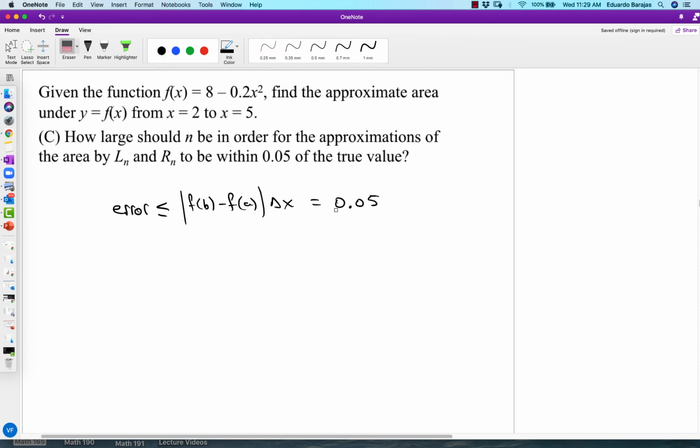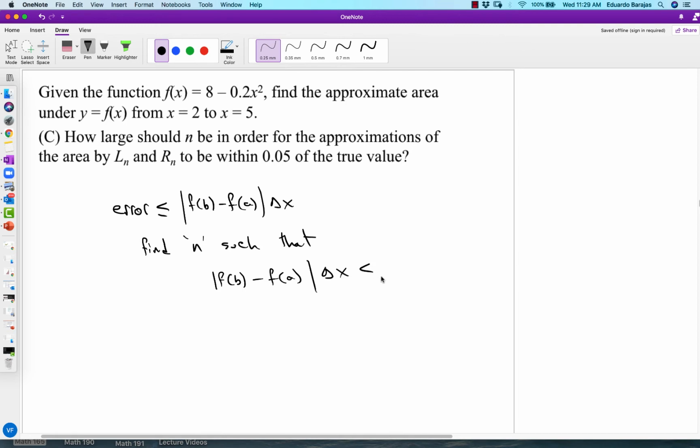Here, let me restate that. Find n such that this number is within that. So it's less than that. Such that f of b minus f of a in absolute values, times delta x, is less than 0.05.